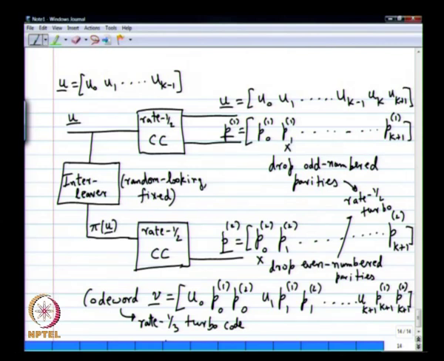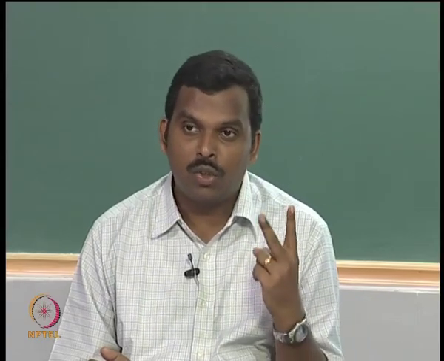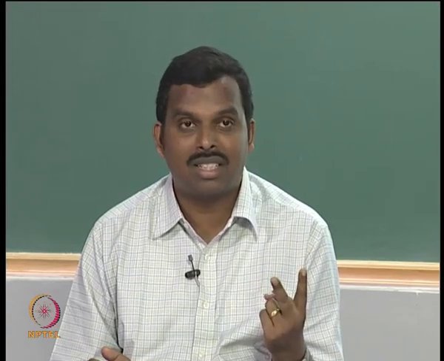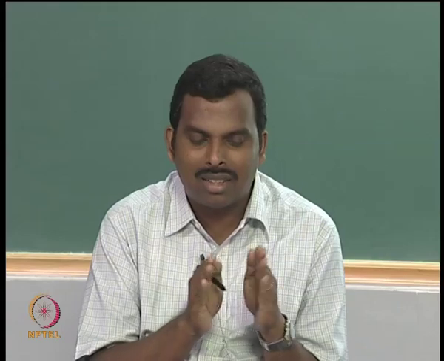How did we get low weight code words for recursive convolutional codes? We had to use weight 2. And not all weight 2 messages result in a low weight code word, only a third of them or something. So you have to pick the gap between the two very carefully. Only at some gaps you will get low weight code words.